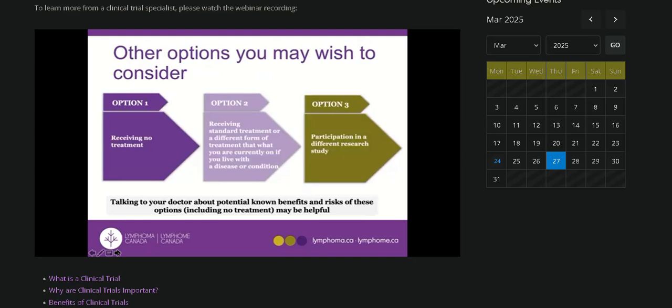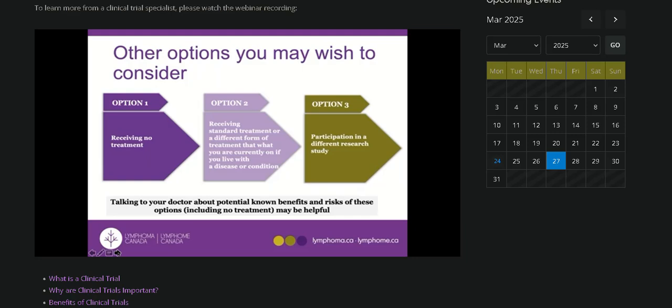Clinical trials aren't the only option. They're one of the options, and there are other options here. Just a few of them are listed. There might be others. One might be receiving no treatment. Another might be receiving standard treatment, or maybe a different form of treatment than what you're currently on. Or maybe you want to participate in a different research study altogether.